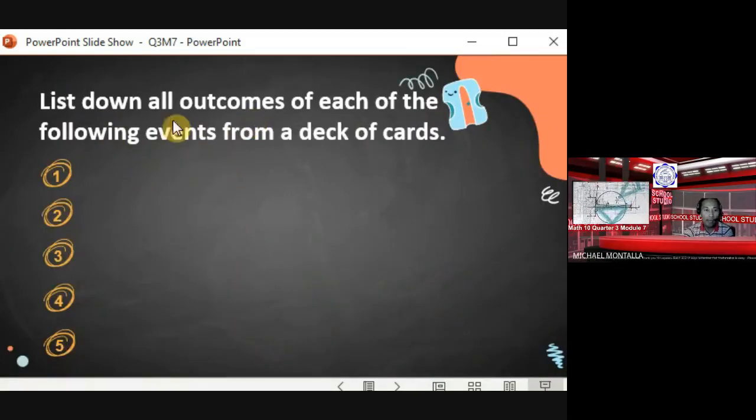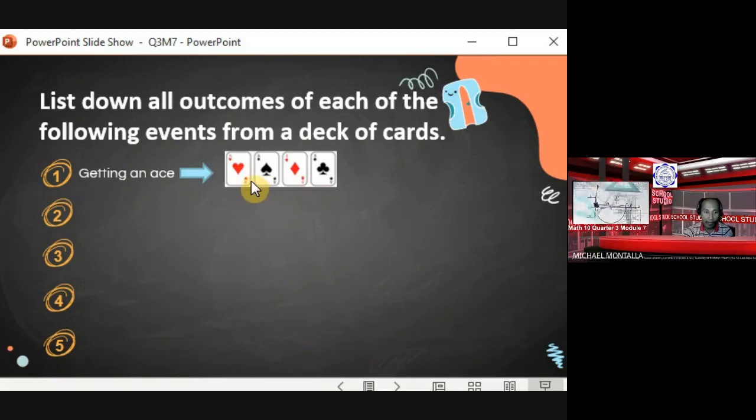So, let's have a list of all the outcomes for the following events. Okay, from a deck of cards, yung playing cards natin na may 52 cards na mayroon tayong hearts, diamonds, spades and clubs or flowers. Let's say, for example, ang event natin getting an ace. Kung kukuha tayo ng ace, ito yung posibleng lumitaw. Can you see the picture of the playing cards on your screen? Yes po. Okay, so it could be small, but try to maximize it. We have the 4 aces, and that is now our answer or the outcomes for the first event.